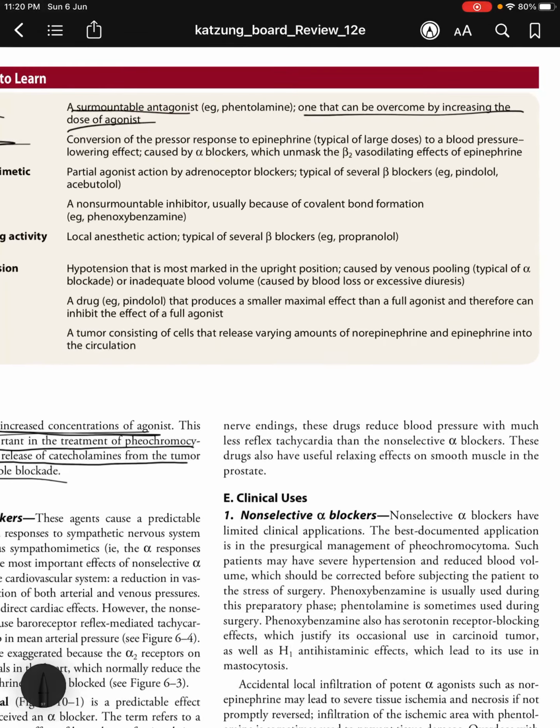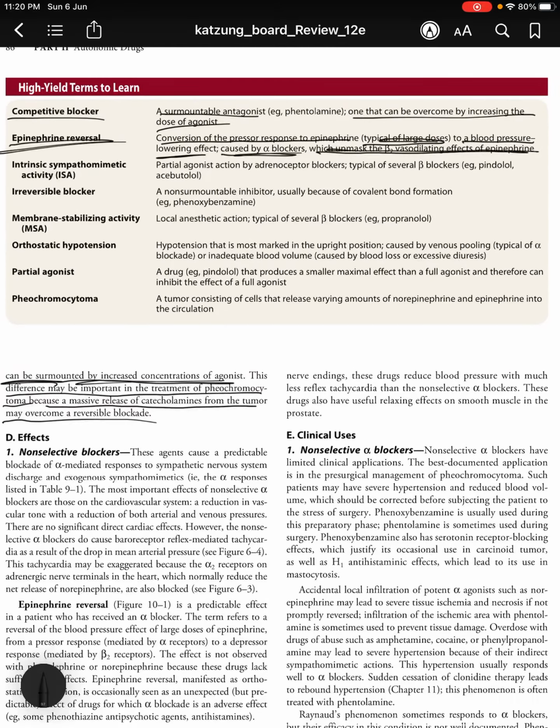So, what is epinephrine reversal? Conversion of the pressure response to epinephrine, typical of large doses, to a blood pressure lowering effect caused by alpha blockers, which unmask the beta vasodilating effects of epinephrine. So, that is epinephrine reversal. So, you are reversing its actions. Epinephrine normally has a pressor action, and reversing those effects because of unmasking the beta vasodilating effects eventually leads to a blood pressure lowering effect caused by alpha blockers. That is epinephrine reversal.